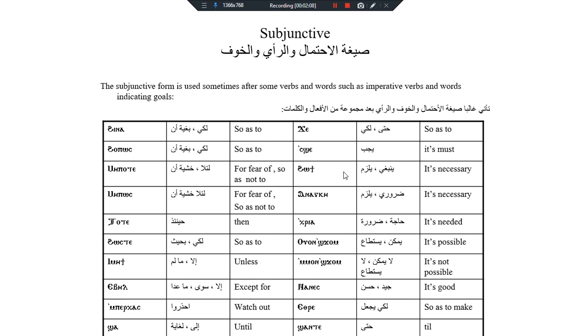Ishe, it's a must. Hoti, it's necessary. Ananki, it means it's necessary. Ekriya, it's needed. Oun shom, it's possible. Mon shom, it's not possible. Nanis, it means it's good. Isri, so as to make. Shante means still.